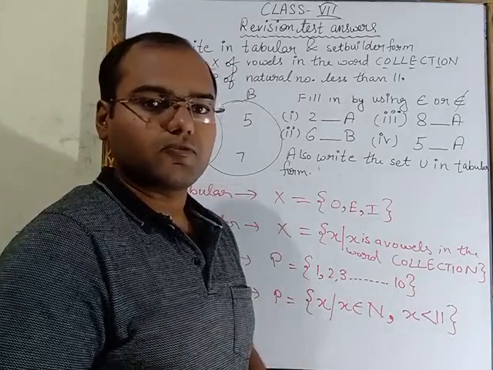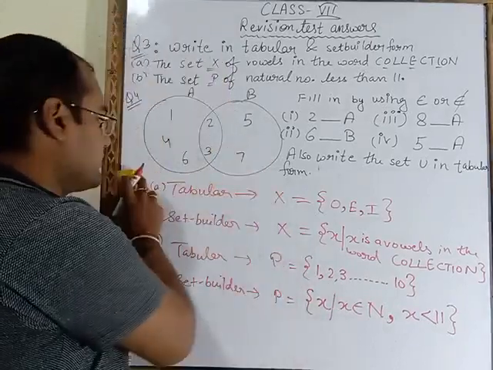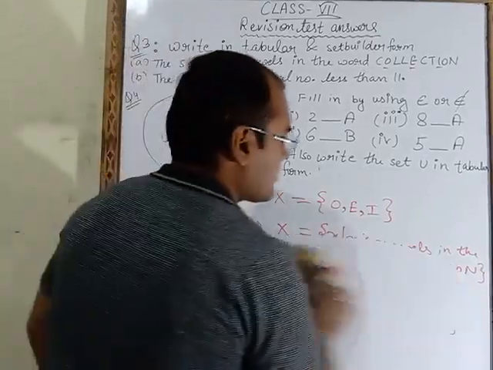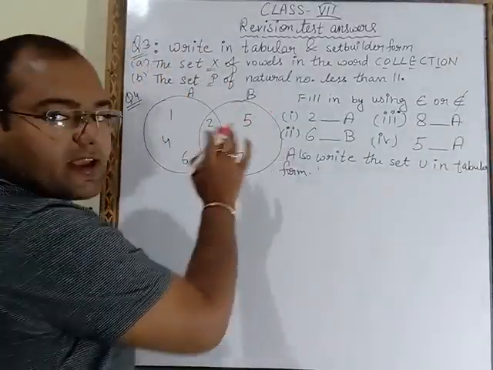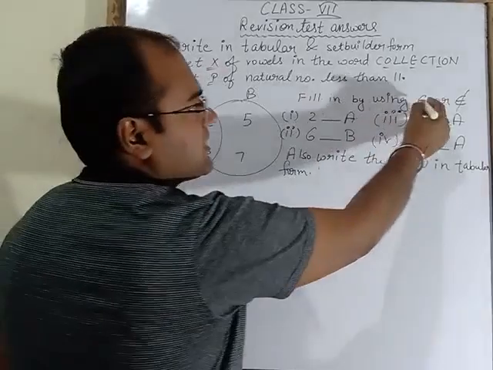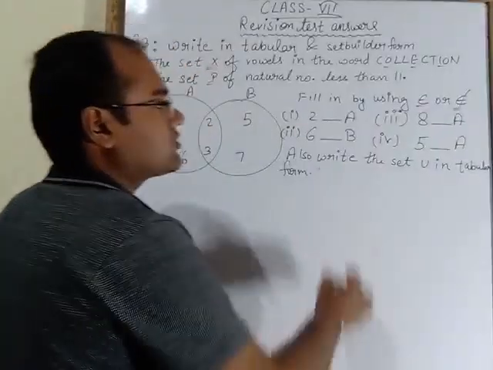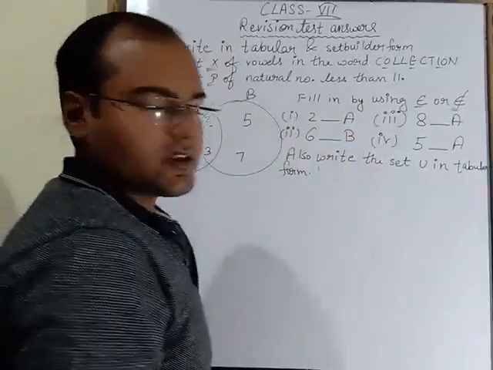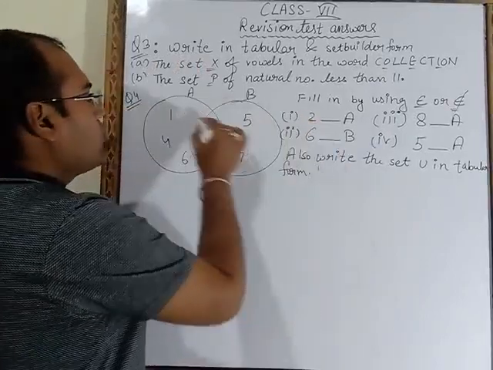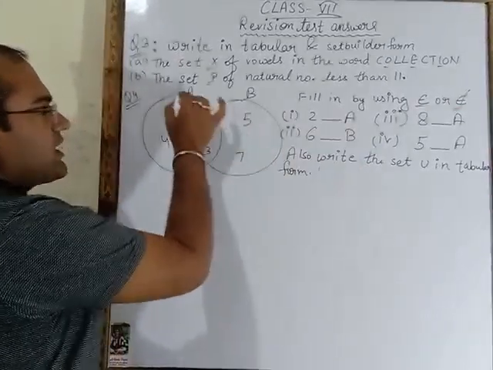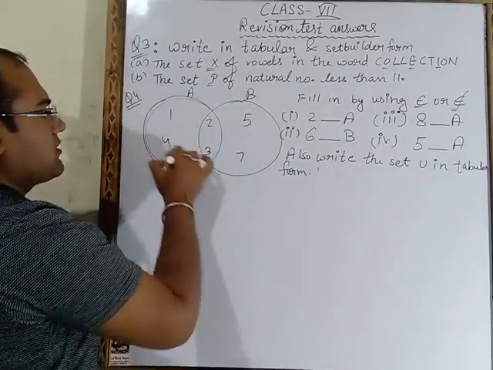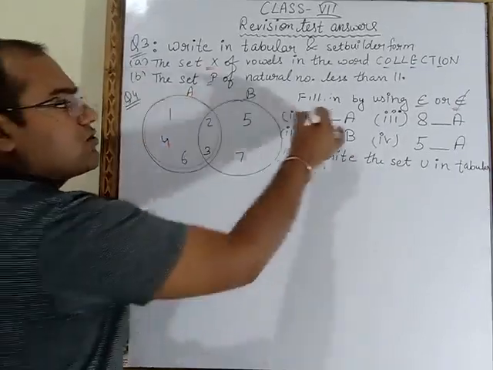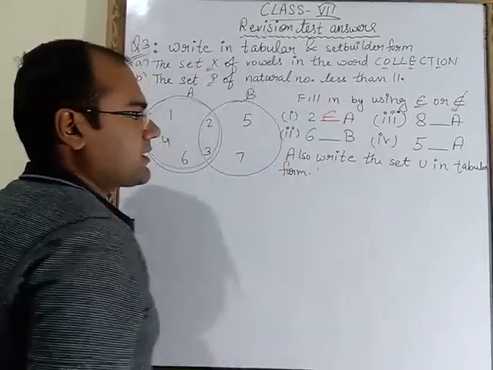Now come to question number 4. This Venn diagram is given and we have to fill in the blanks using the belongs to and not belongs to signs. So 2 dash A. 2 dash A means you have to check the elements of A. In the elements of A, 2 is coming. So you have to write the belongs to sign.